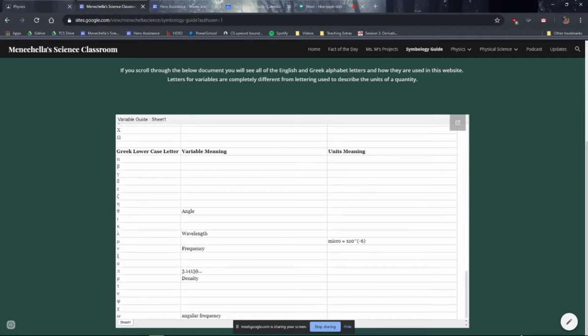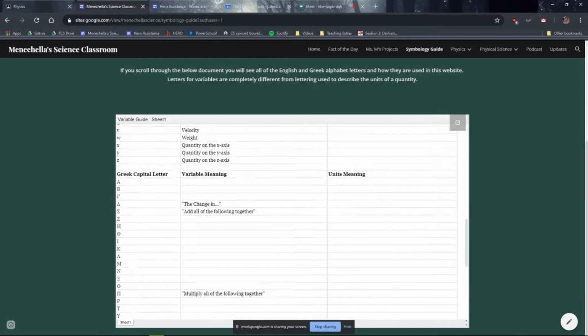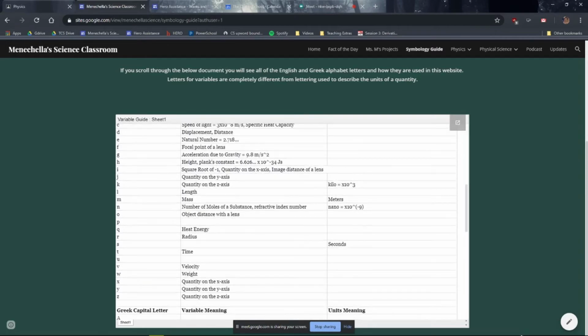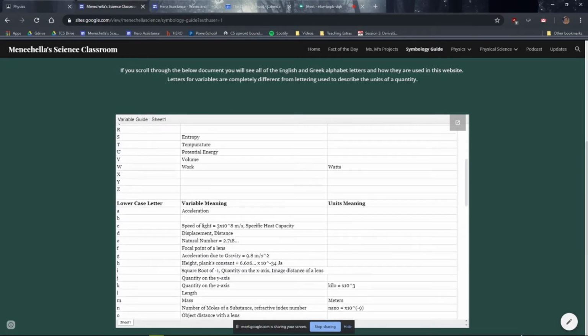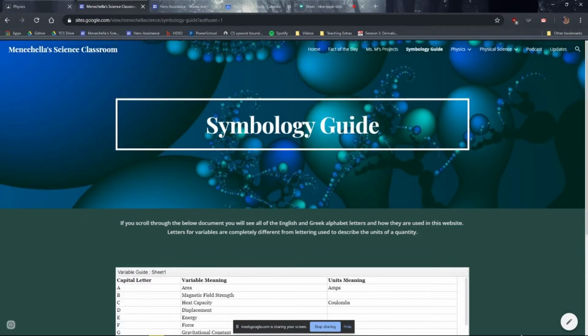Now you can see not all of these letters are used. I try to update this as we go. Everything should be in there. If you see anything missing, let me know, but most of these things should be in here. Even those letters that represent a specific value, such as speed of light is 3 times 10 to the 8th meters per second, is lowercase c. We can see that value is in there as well. So that is something very useful for you guys.